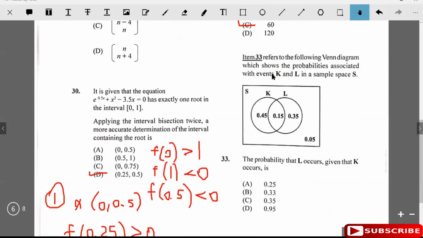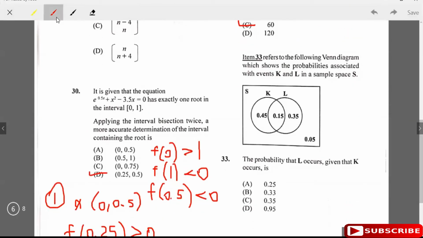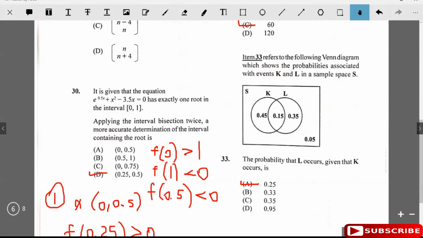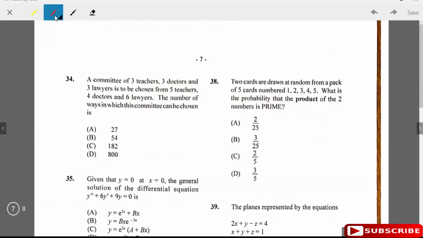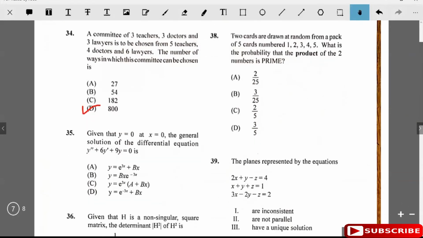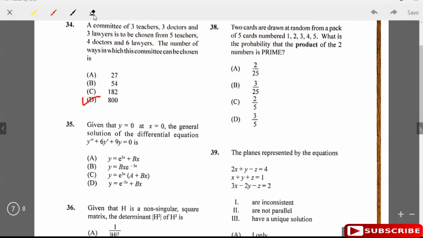Question 33. This is a big repeat question. What's 33? A. Nice and easy. Question 34. Big repeat. What's 34? Dog. E. Nice. Question 35. Big repeat question. What's 35? Boy. E. Very good. Easy.